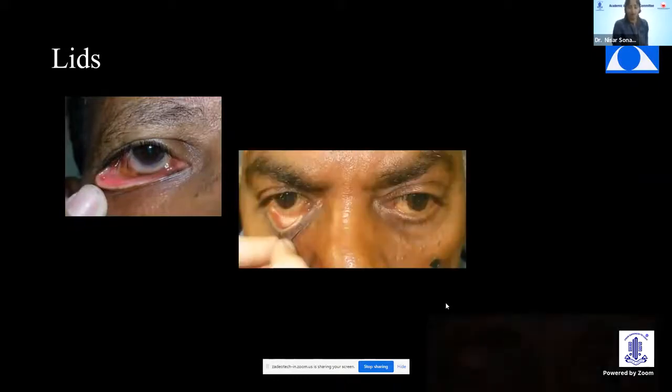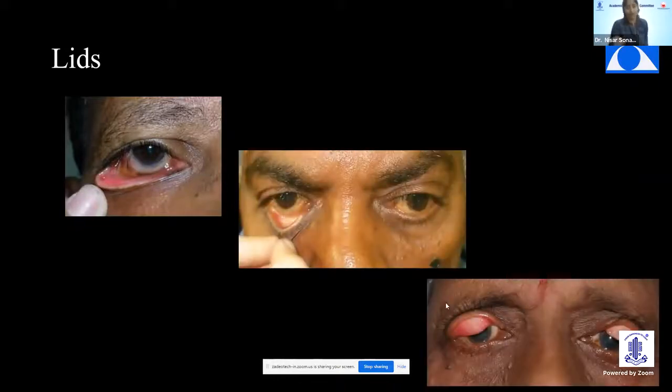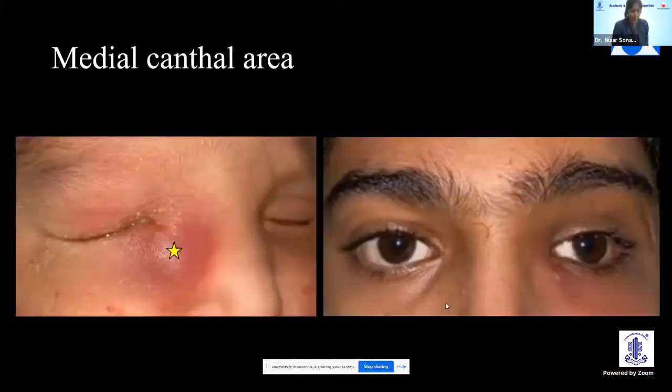So when we talk about the lids, we have to look for any lid laxity, which includes doing all the standard tests that we do for lid laxity, such as your snapback test, your distraction test, and you have to look for any floppy eyelids as well. So all these tests must be done in the outpatient department when we're actually looking at the patient as well. Medial canthal and lateral canthal laxity also must be assessed for.